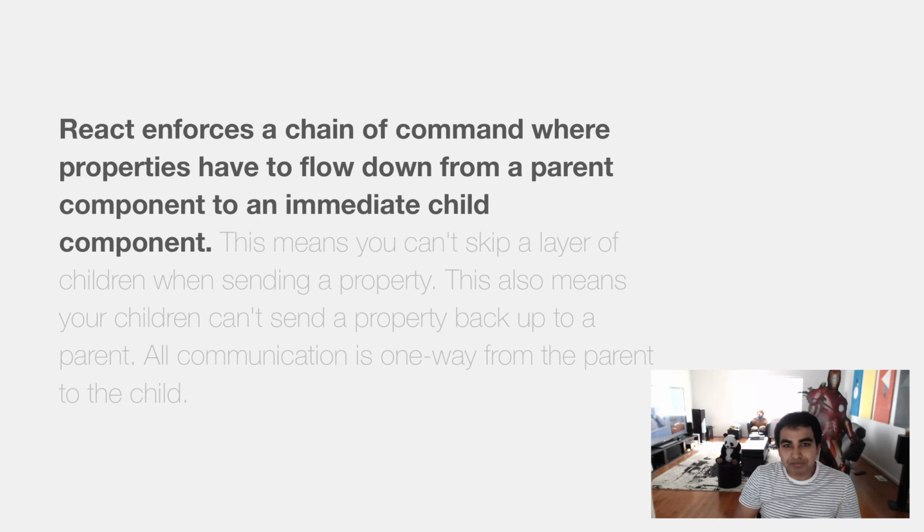Well, as it turns out, you can't do that. In React, you have a very strict rule on how properties have to flow from a parent component to an immediate child component. This means you can't skip a layer of children when setting a property. This means your children can't send a property back up to a parent as well. All communication is one way from the parent to the child. Yeah, but you didn't know that, right? So that kind of makes it a little bit more complicated. Throws a few wrenches into our perfect plan of having this amazing communication system between parent and child.